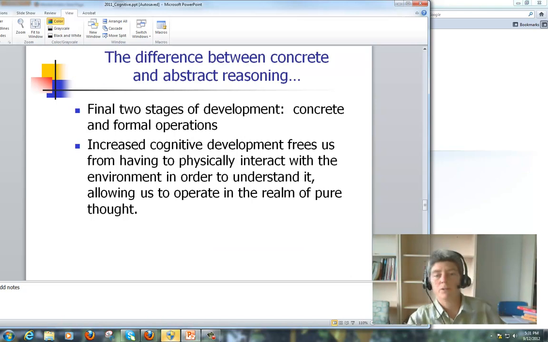Next, I want to jump briefly into concrete and abstract reasoning, and they're the final two stages of development that Piaget suggested. If you think about the increased cognitive development that we get as we get older, it sort of is freeing when we think about being able to have just pure thought, being able to be free from the environment because we can imagine, we can have abstract thought.